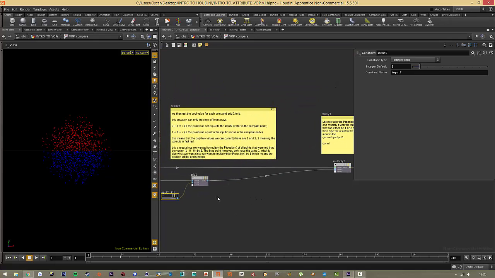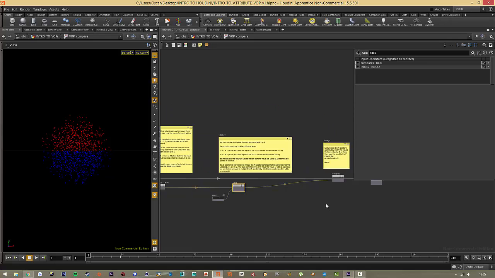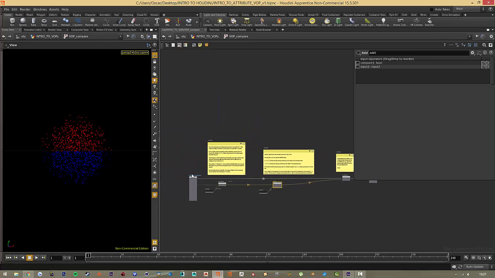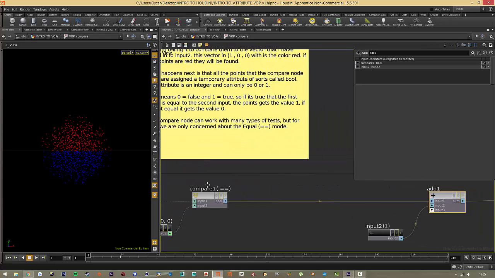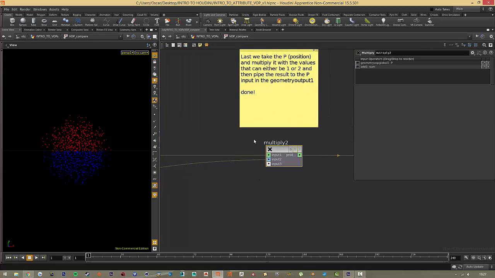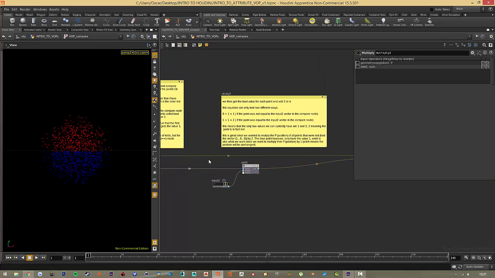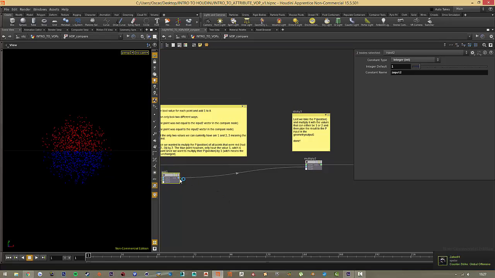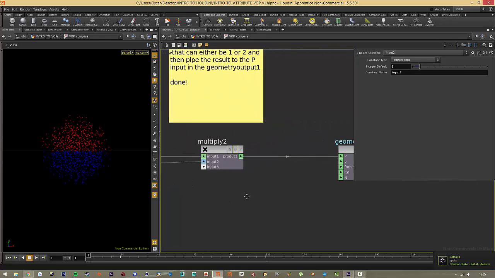And remember, the red point here now has a value of 2, while the blue point has a value of 1. And as we spoke about earlier, when we multiply, we always want to multiply anything by 1 at least, because then they keep the same position as they used to have. So we're going to pipe the position of these points, the P, into this multiply. We're going to pipe our values here. That can be either 1 or 2. 1 for the blue points and 2 for the red points. Okay? We're going to pipe that into the multiply input 2.